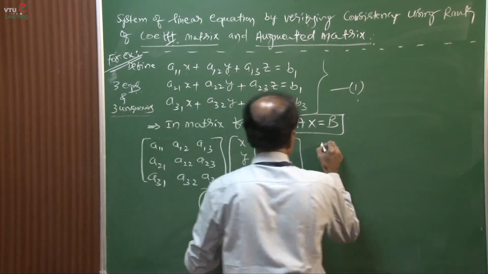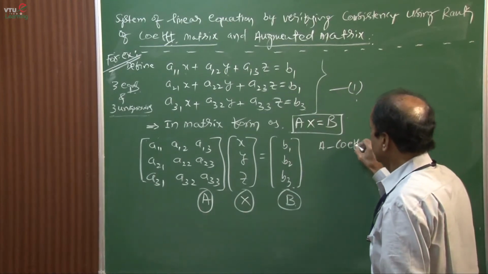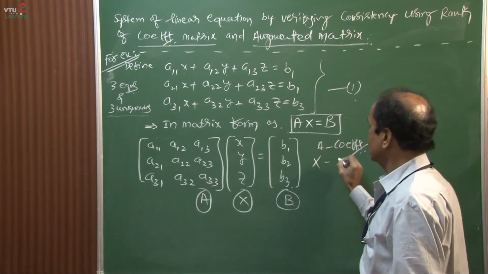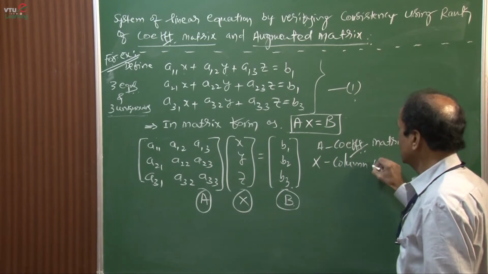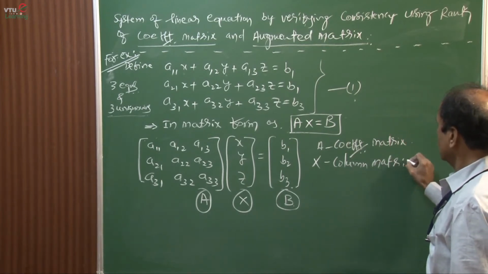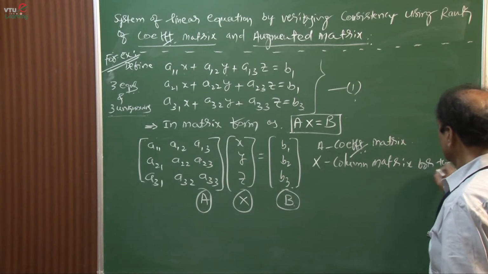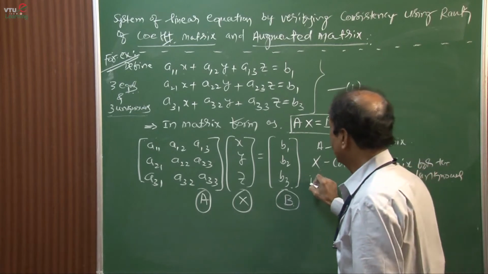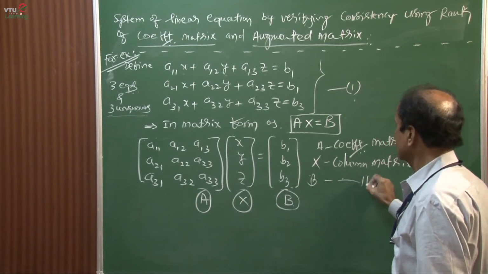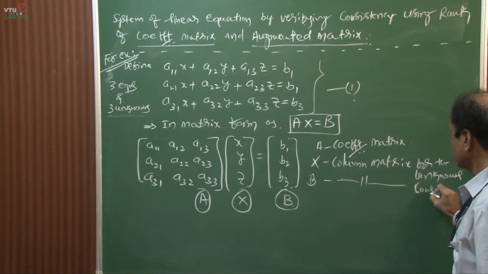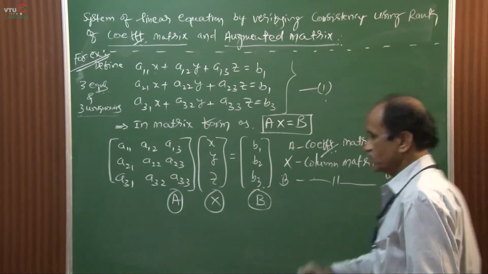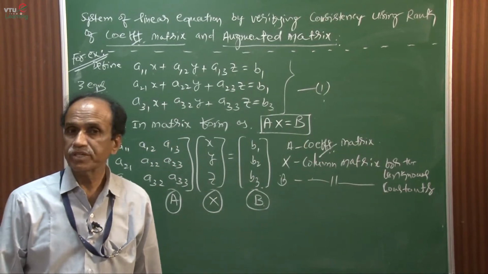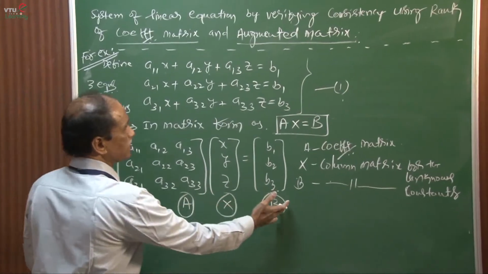A is called the coefficient matrix, X is called the column matrix for the unknowns, and B is the column matrix for the constants. That means the column matrix for the constants is B1, B2, B3. So this is your matrix equation.